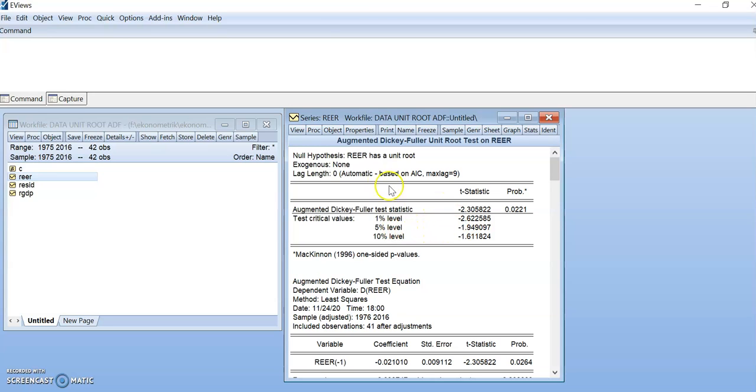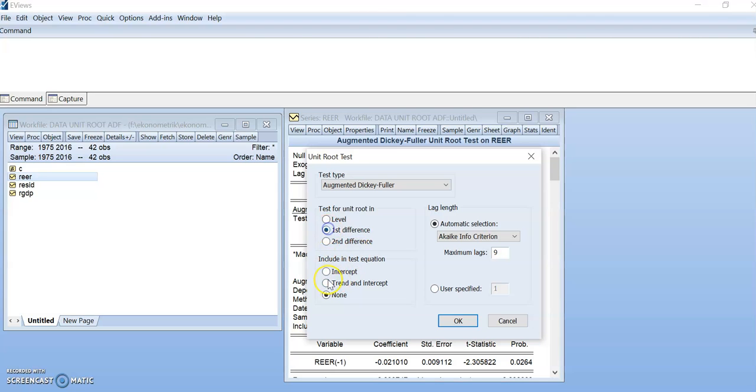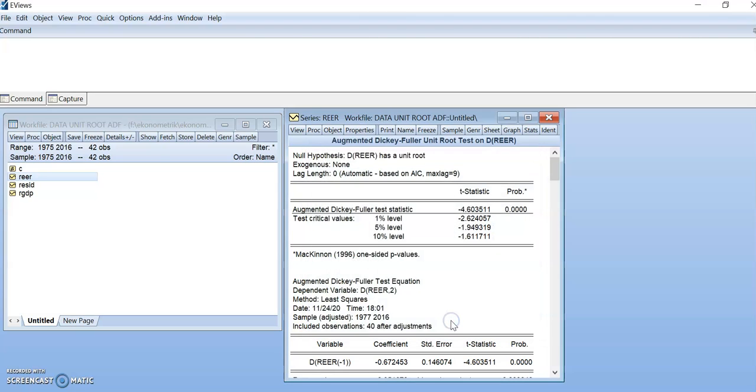The REER variable is stationary at 5% and 10%, but not at 1%, because when we compare the values, 2.3 is less than 2.6. This means that REER is not stationary at 1%, but at level form the variable is stationary at 5% and 10%. Then when we go to first difference for the none model, as we can see here, the variable is stationary at all significance alpha levels.